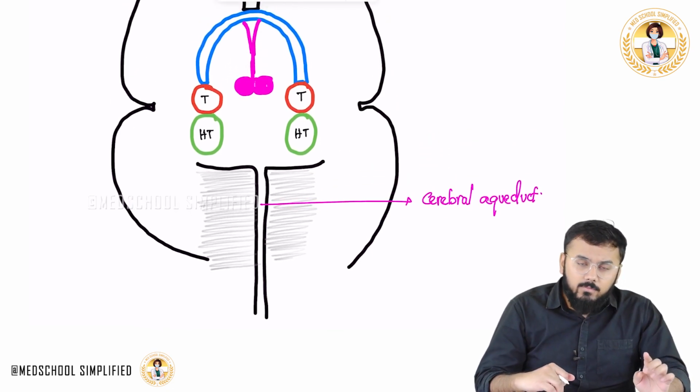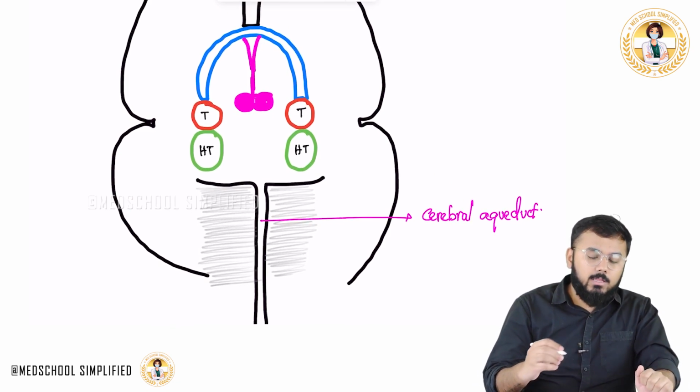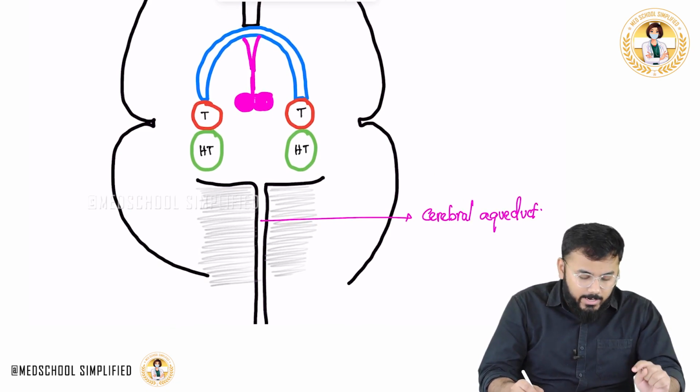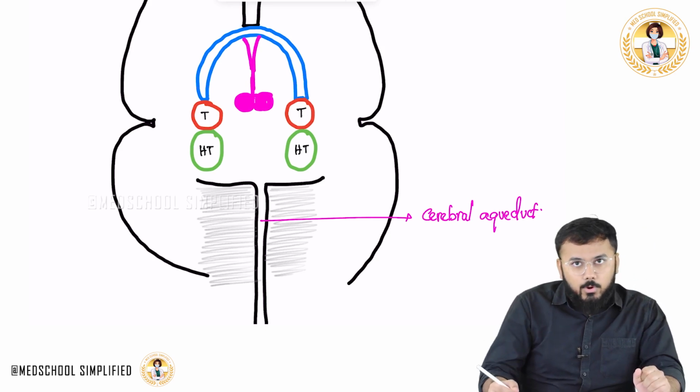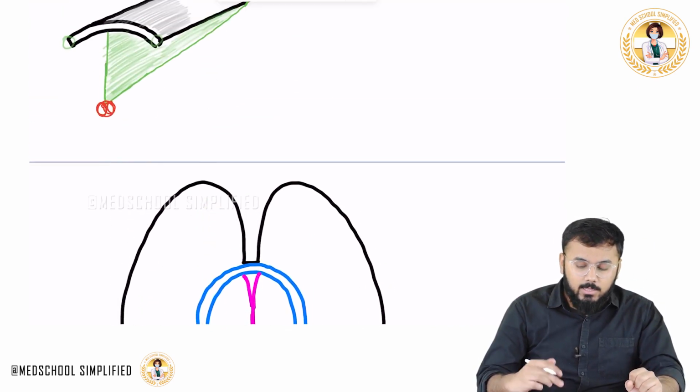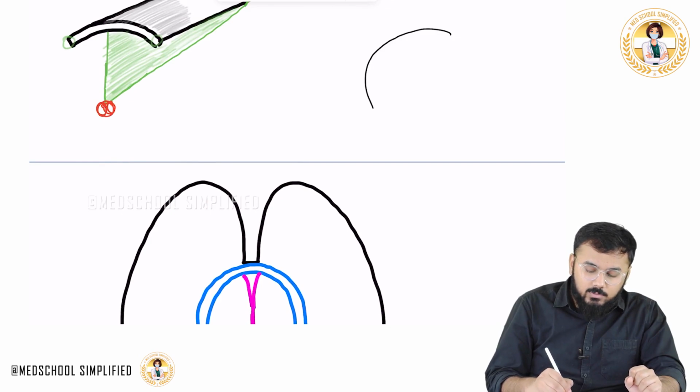Now very carefully look here. Here you have got two important cavities. Before I draw two important cavities, you should know one very important thing, that let us say this is one ventricle.